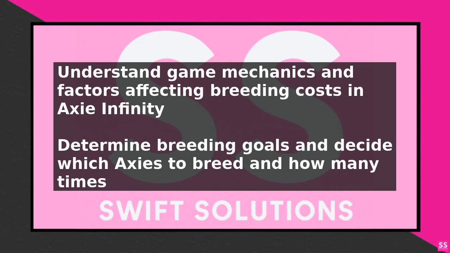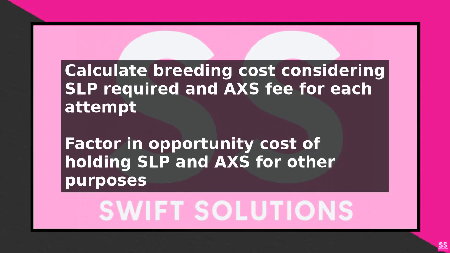First, determine your breeding goals, such as creating a specific type of Axie or maximizing the number of offspring. This will help you decide which Axies to breed and how many times to breed them. Consider the class and attributes of the parent Axies, as well as their genetic traits, to increase the chances of producing desirable offspring.